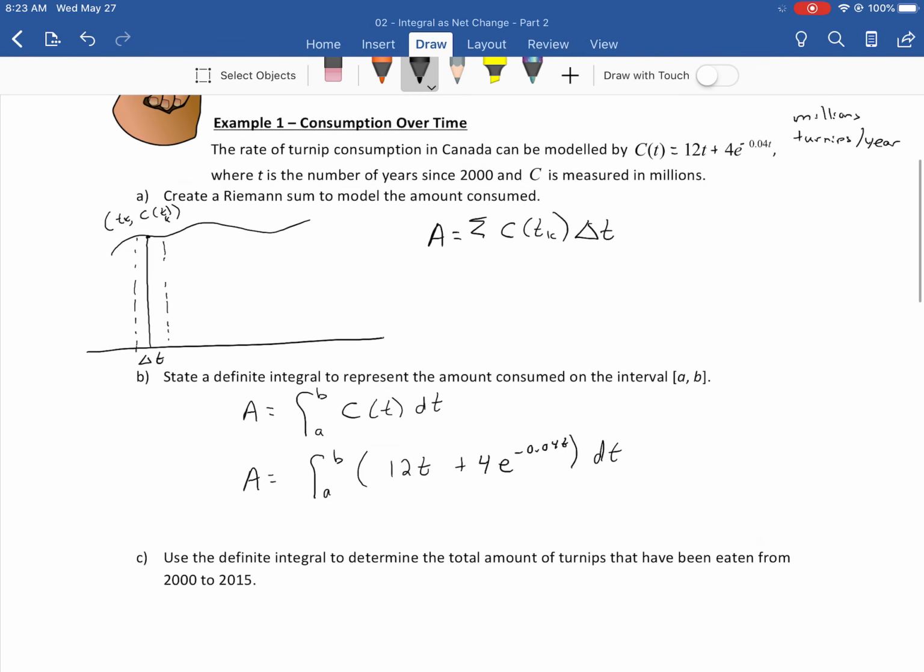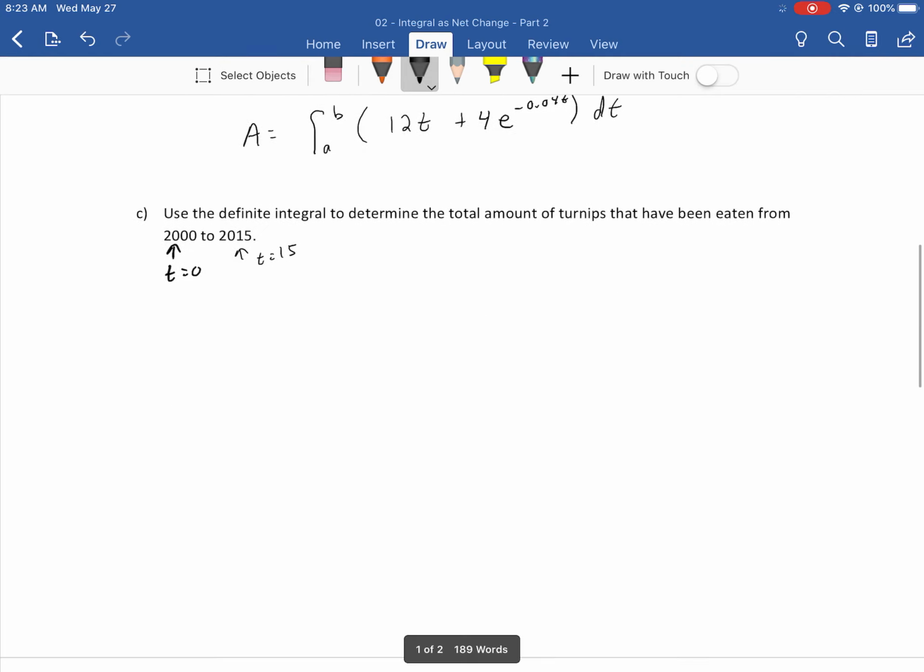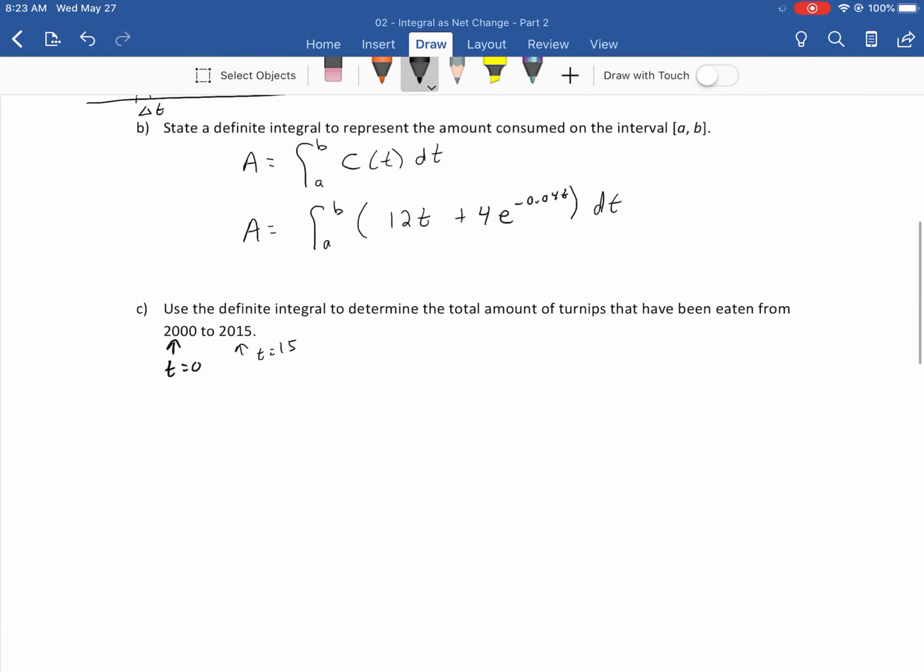It asked me to use the definite integral to determine the total amount of turnips that have been eaten from 2000 to 2015. Now, the important thing here is this is years since 2000, so this 2000 here is t equals 0, making this t equals 15 in this equation. So I'm actually going to use the definite integral. That's all I've got to do for the rest of this example. So the amount of turnips, I'm integrating from 0 to 15, 12t plus 4e to the negative 0.04t dt.